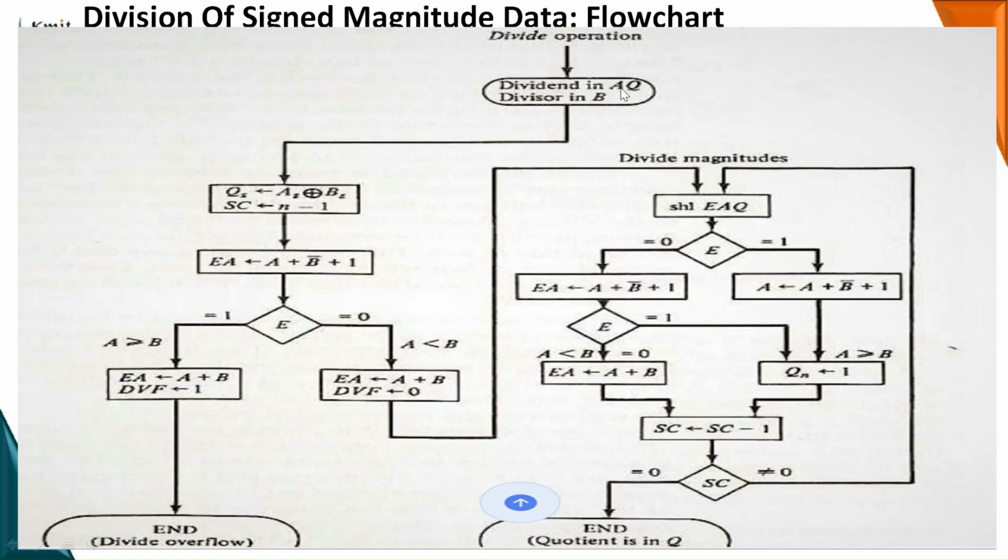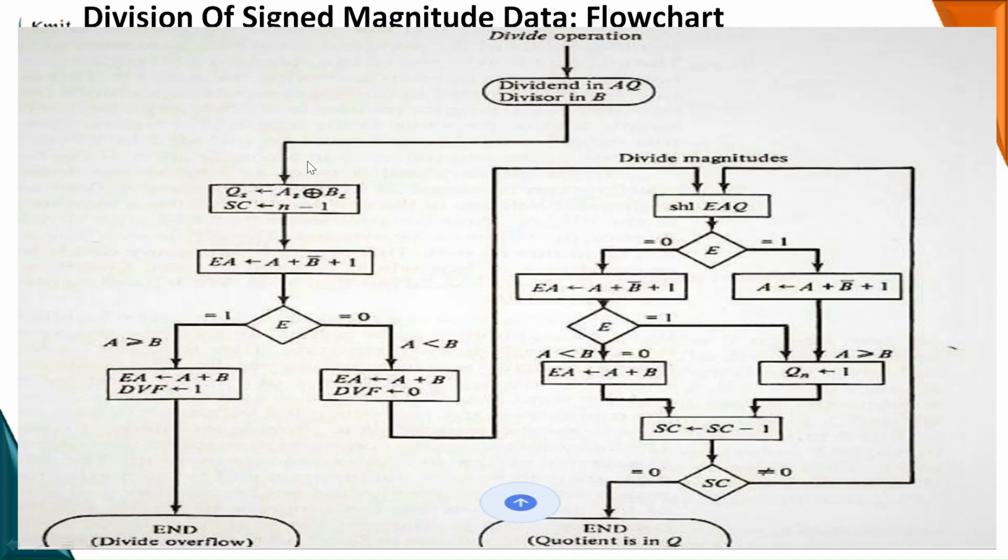So the dividend requires two registers, A and Q, to store it, whereas the divisor is stored in the B register. The sign bits of the dividend are stored in AS and QS, and the sign bit of the divisor is stored in BS respectively. After the division operation is performed, the quotient will be stored in the Q register and the remainder will be stored in the A register.